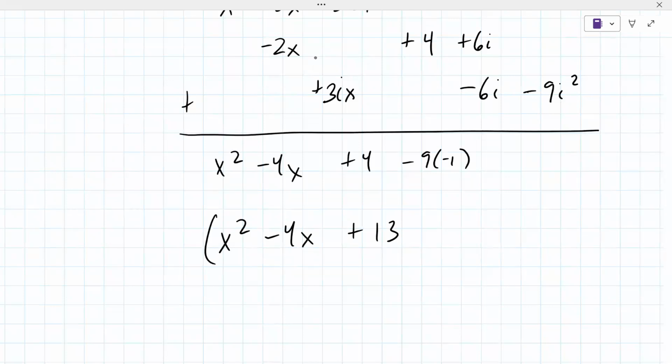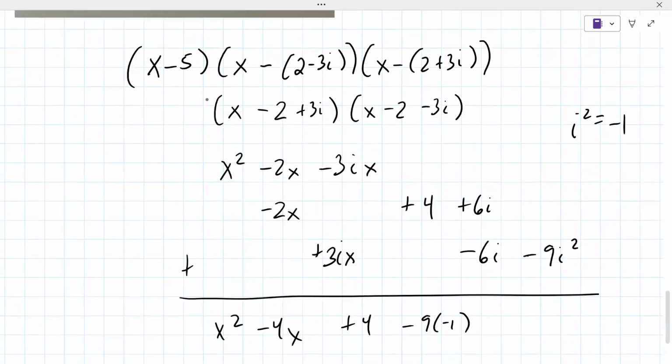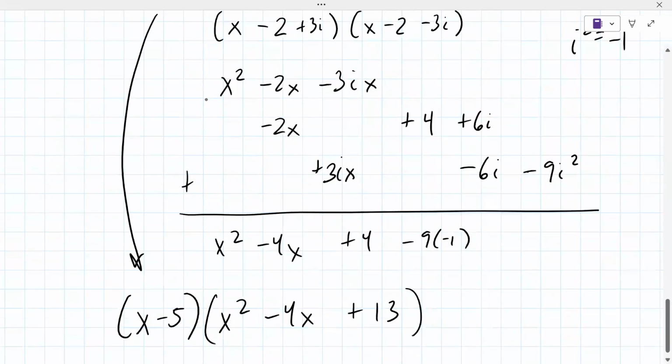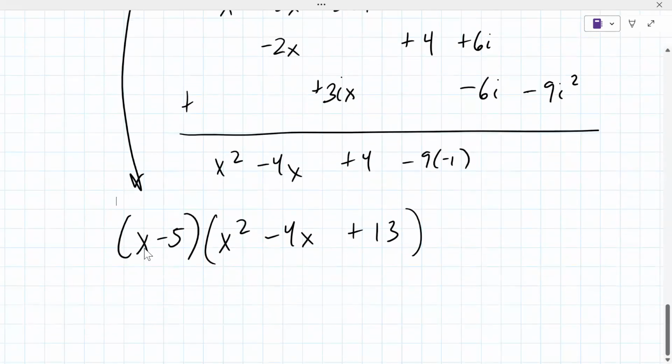So it feels like we did a lot of work, and we did, but there's more. You have to bring down that x minus 5, and now you have to multiply this out. Do you want to give that a try? There are no i's, so it's a little bit easier. I will do it as well in another window, and we can compare answers here.